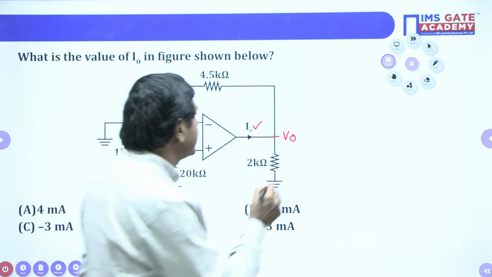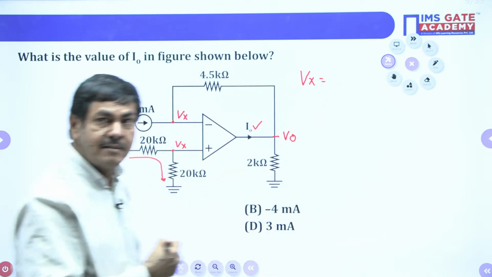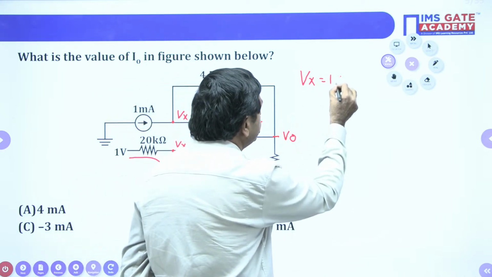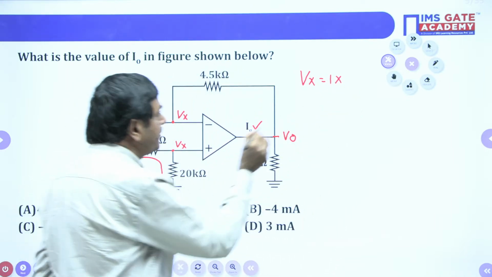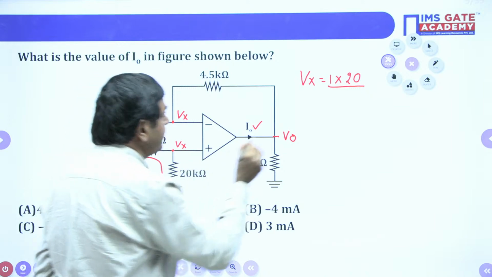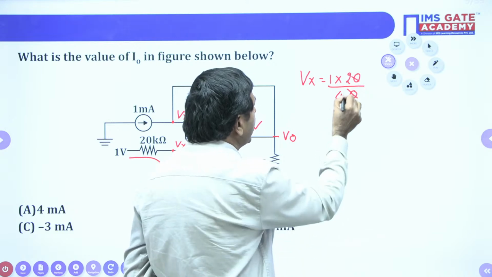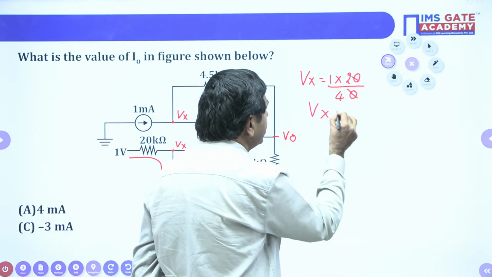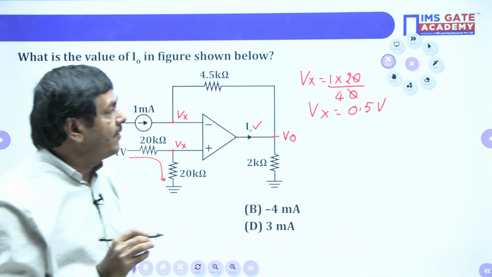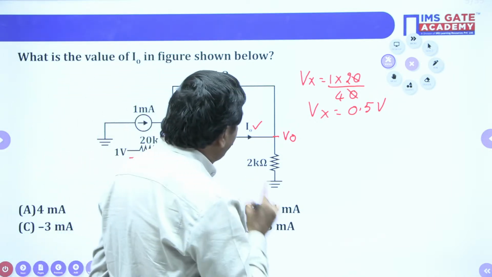How can we measure Vx? According to the voltage division formula, I can measure Vx. 1 into supply voltage 1, 20 by 20 plus 20, 40. I can cancel the 0, 0, and the 2 times it is cancelled. Finally, Vx equals how much? 0.5 volts I can get. Yes, we are getting Vx of 0.5 volts. By using this voltage, we are going to determine the I naught value.